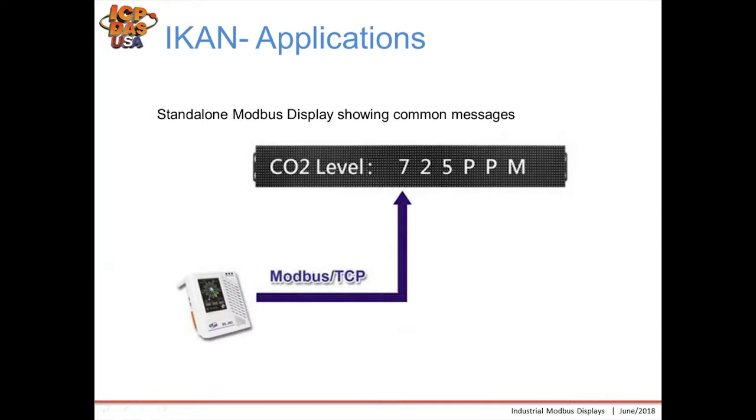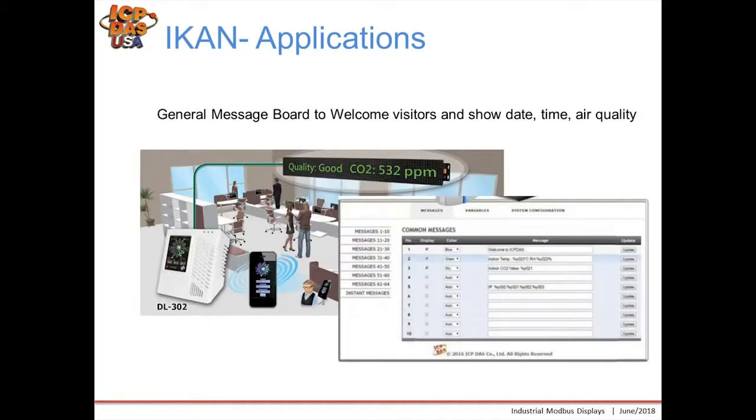Here are some applications in which it's used. In this case, it's just a standalone display to display CO2 level. This would be good for a greenhouse or maybe a parking garage environment. Just a general message board. This is just a sample application shown at our ICP-DOS office, where it gives a welcome to ICP-DOS message. Then it gives the indoor temperature, CO2 level, and day and time.